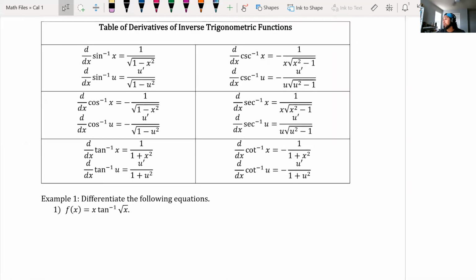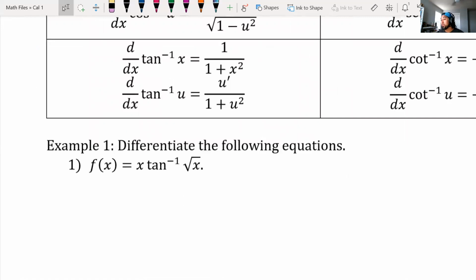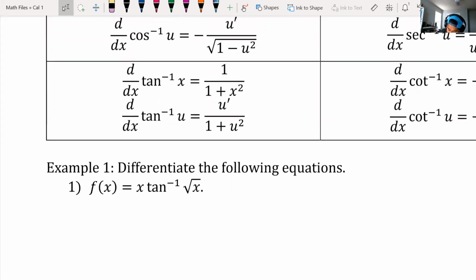Okay. So we have the 6 derivatives for the 6 inverse trig functions. So just reference this chart when we start working. So number 1, let's find the derivative of x times the inverse tangent of the square root of x. Oh, these are so ugly. Okay. So since it is x times the inverse tangent of the square root of x, we are going to use the product rule on this one.